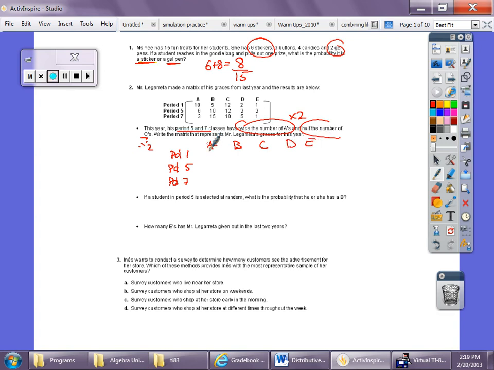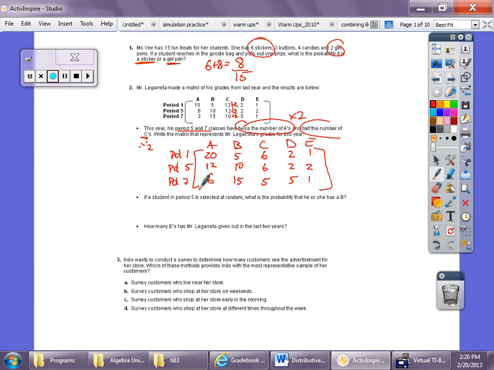A's is times 2, so that's going to be 20, 12, and 6. B's doesn't change, so it's 5, 10, 15. C's is half, so we divide each of these by 2: 6, 6, and 5. And D stays the same, 2, 2, 5, and E's also stay the same.